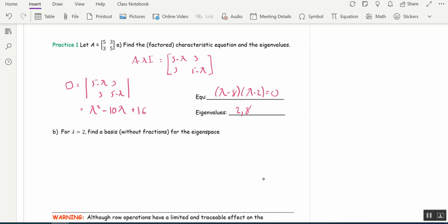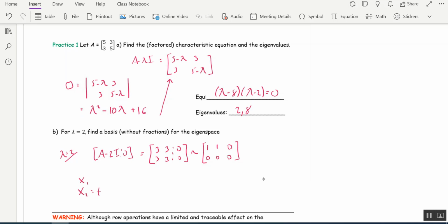Now, I only wanted you to find a basis for lambda equals 2, so for lambda equals 2, we're going to reduce A minus 2I augmented with 0. Now I've got A minus lambda I right here. Just put lambda equal 2 in to get A minus 2I. So that gives us 3, 3, 3, 3, 0, 0, which reduces, I'm just going to skip a couple steps, 1, 1, 0, 0, 0, 0. So x2 is t, and x1 is negative t, and your basis is (-1, 1), if I let t equal to 1.